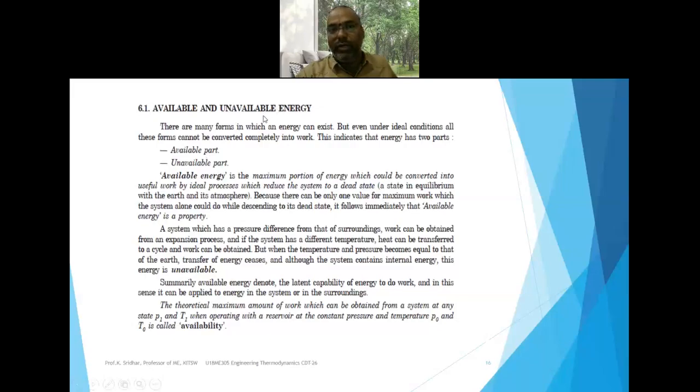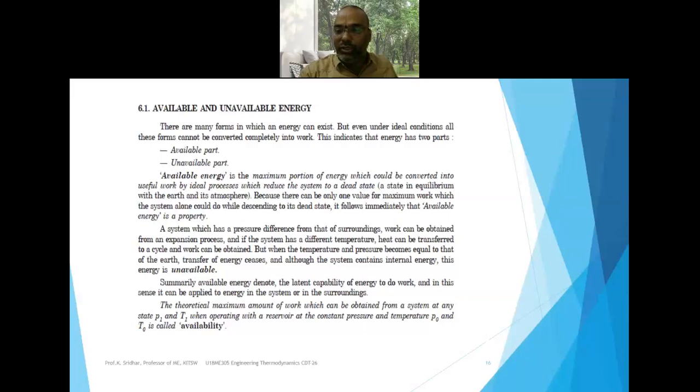That energy is split in two ways. The first portion is known as the available energy and the second portion is known as the unavailable energy. Whenever we sum these two, that is called the total energy. Available energy is known as exergy and unavailable energy is known as anergy. Exergy plus anergy is equivalent to energy. Now, how can we define available energy? Because today's classroom discussion is limited to defining available energy and unavailable energy.